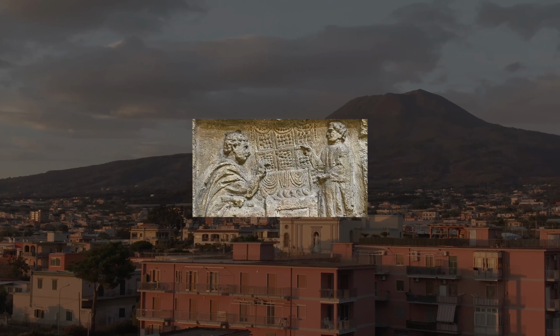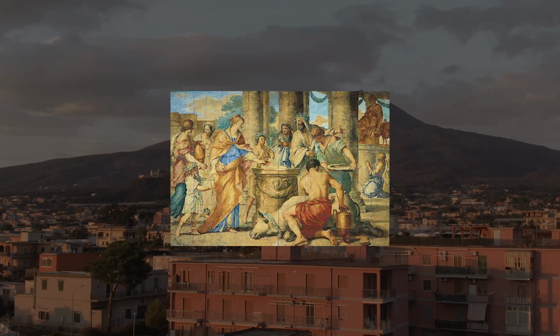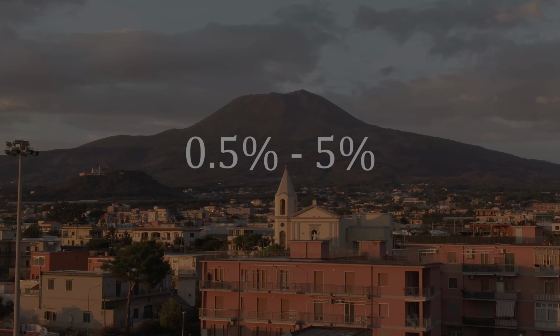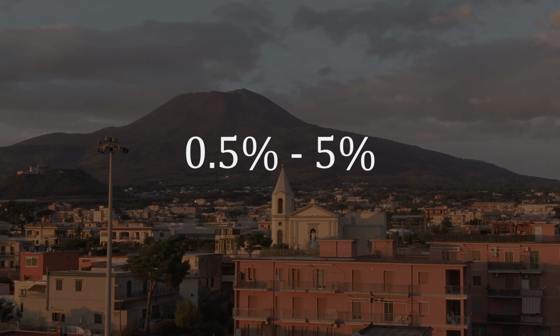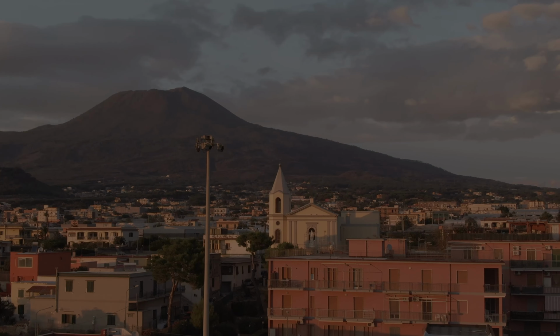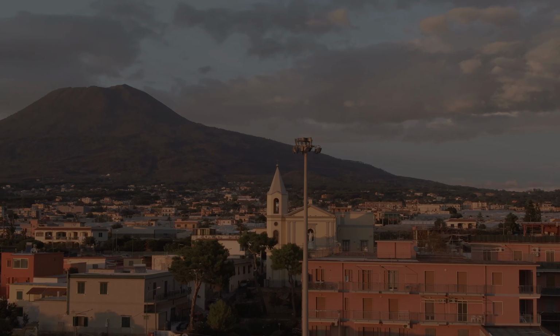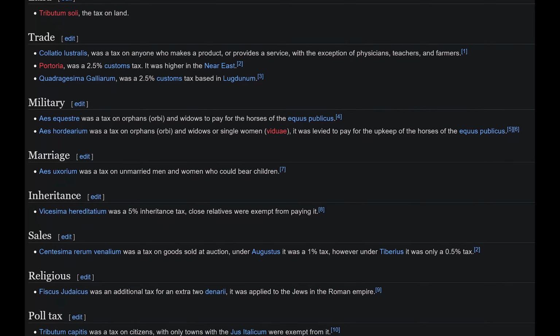The Romans loved taxes. Taxes from land to religion to sales. These ranged anywhere from 0.5% to 5%. They were able to use these calculations to instigate and detect financial fraud too. Here are a list of some of the taxes that they had.